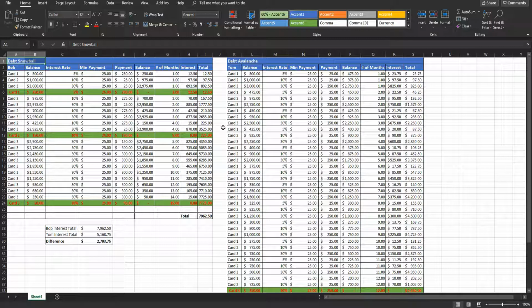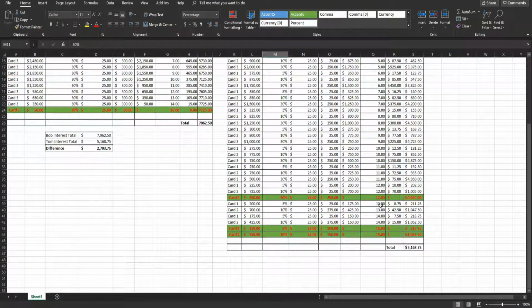So here's where you see the pros and cons of each. Debt Snowball, only 2 months to show that you're making progress. That's motivation right there. Debt Avalanche took him over a year, but look how much money he's saving on interest using this method.